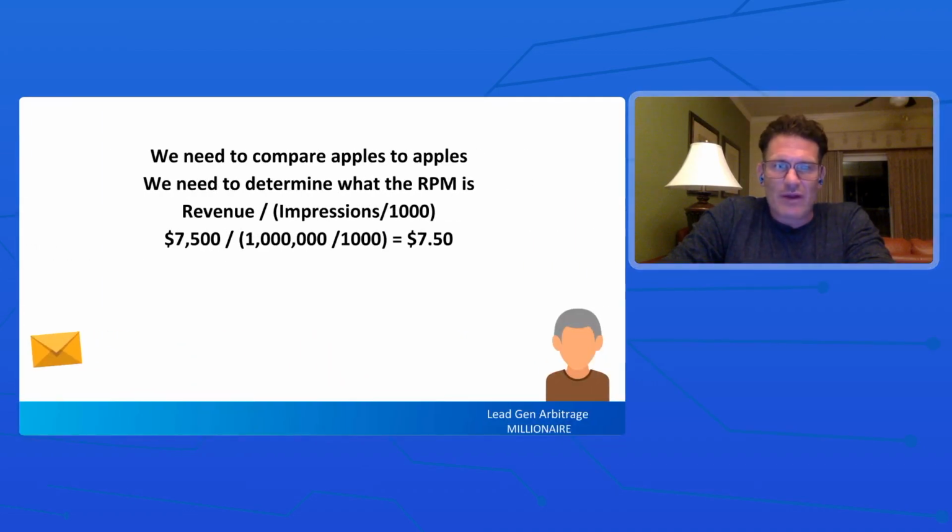So when we're comparing apples to apples, we need to determine what the RPM is, right? When you look at the revenue, we're making $7,500, right? 1,500 leads times the $5. And now we're trying to figure out, what is that per thousand? So you take the million divided by 1,000, and you get a $7.50 RPM, right?